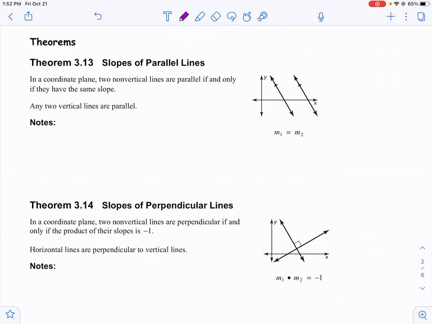Okay, so on page 88, it says lines are parallel if and only if they have the same slope, okay? Now, please note that a vertical line doesn't have slope, so any vertical lines are going to be parallel.